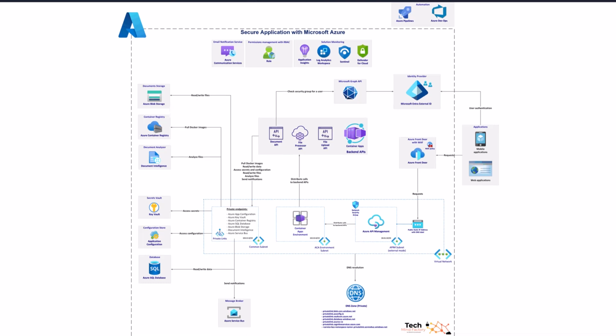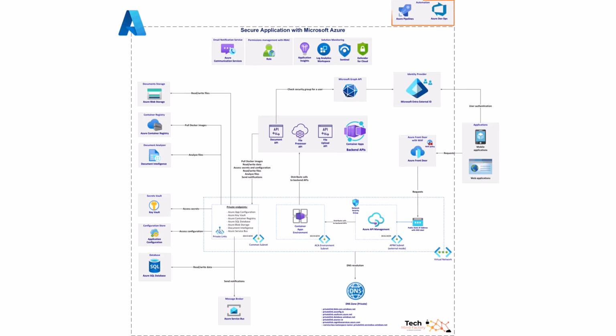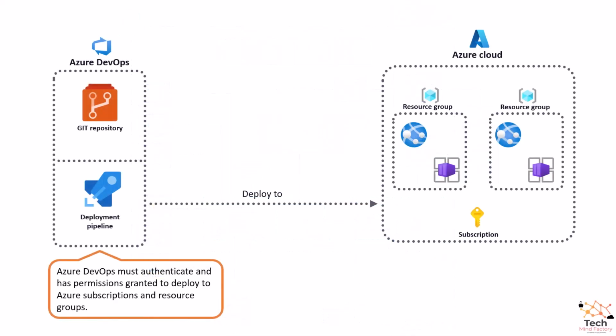As always, let's start with the solution architecture diagram for this application. So basically in this video, we are going to focus on Azure DevOps and how to securely deploy to the Azure Cloud from Azure DevOps. So this is the diagram which I would like to present. We have Azure DevOps on the left side and we have Azure Cloud on the right side.